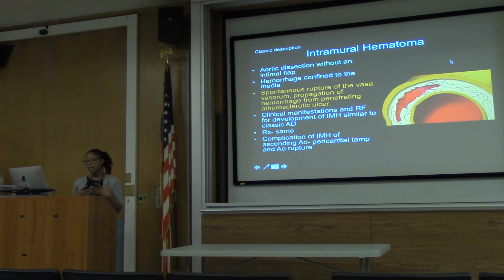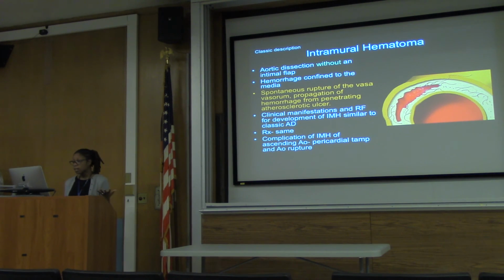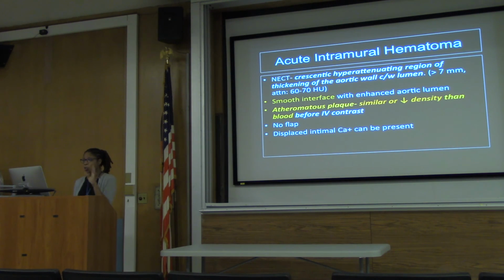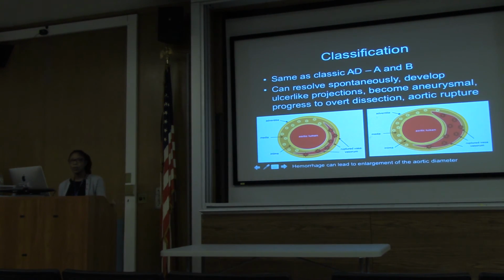Again, clinically, you can't tell the difference. The patients present with the exact same symptoms. They all have hypertension. They have the same risk factors as a dissection and a penetrating aortic ulcer. The difference being that there's not an intimal flap. Okay? So we see this hypoattenuating region with thickening of the aortic wall. Like I said, there's no flap, and you still have that displaced intimal calcification. So we use the exact same classification as we do with dissection. There's no difference, really. And they're managed the same way.